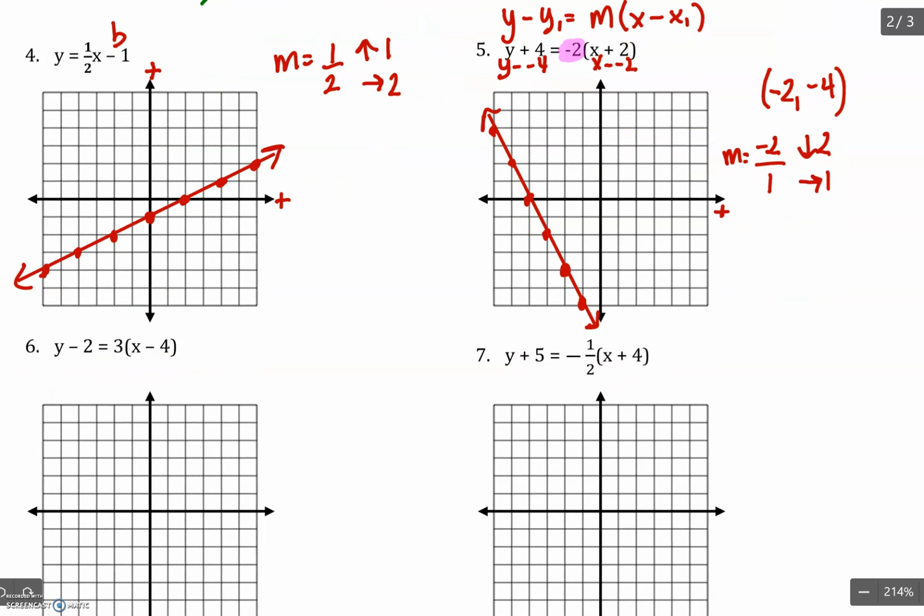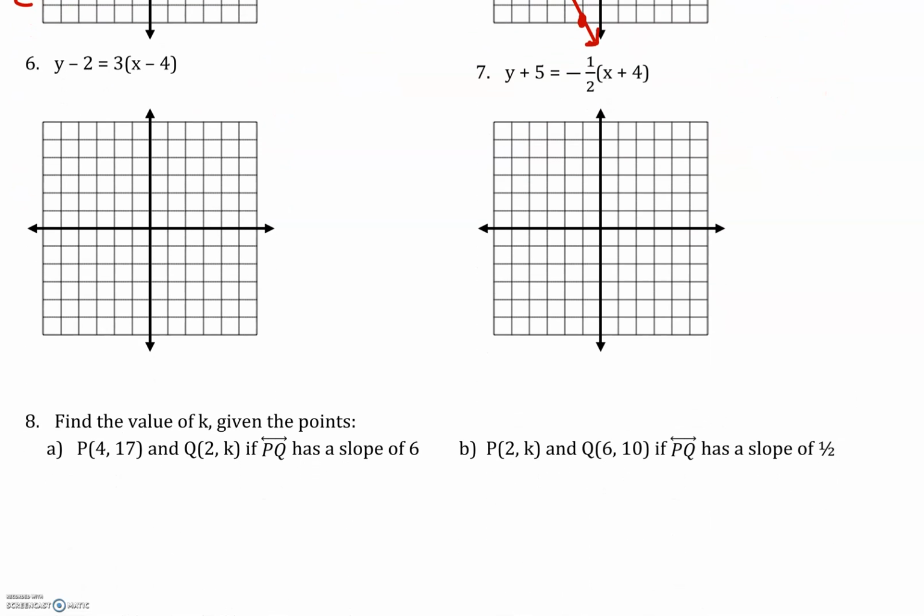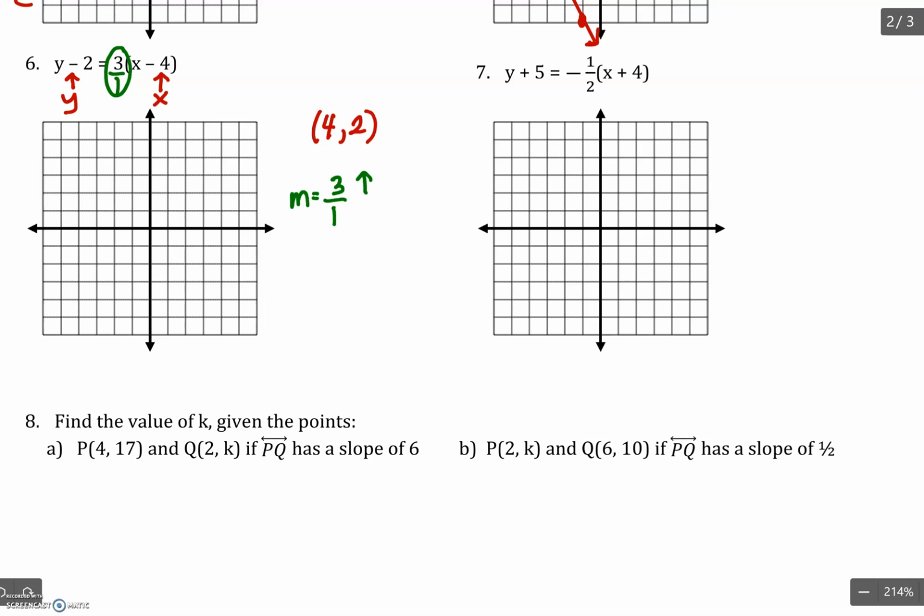All right. For number 6, we have another point slope form. We're going to practice with that. So remember, whatever sign you see here, the point is the opposite. And always watch, because this is the x and this is the y, and you don't want to switch them like I almost did. And then your slope is here. So this one will be 3 over 1 for the slope. Positive and positive means up and right.